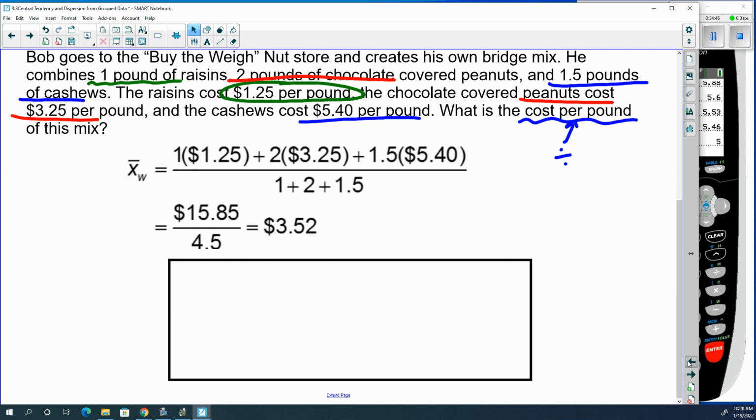So you take, again, the pounds times the individual cost of each item, add it together to get your total cost on the top. So your total cost that you spent at this store is $15.85, and we're not dealing with tax. And then you bought 4.5 pounds worth of nuts, you divided them, and it's $3.52. So this new nut mixture is now $3.52 per pound is what that cost would be.